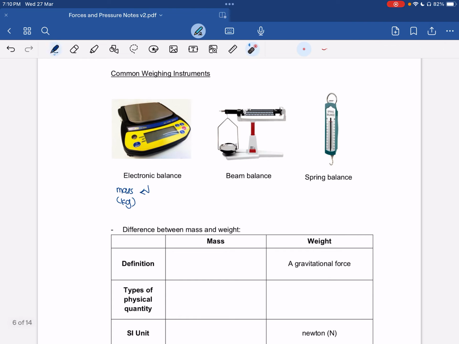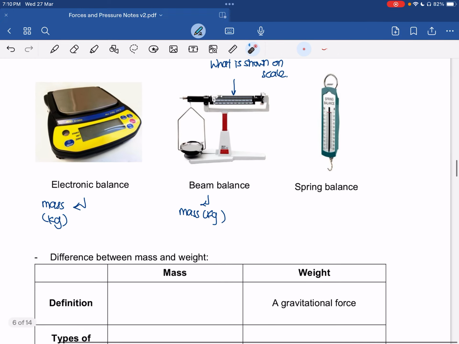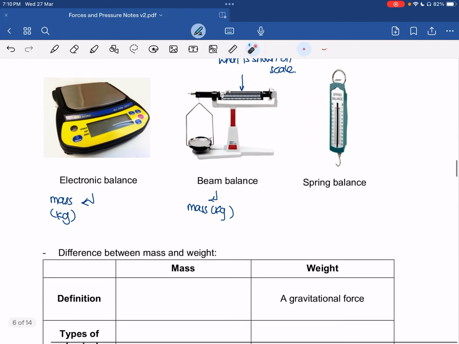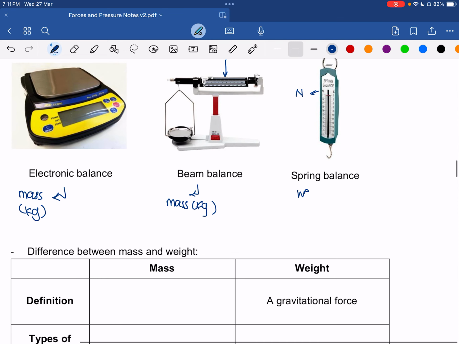For a beam balance, it also depends on what is shown on the scale. If it's kg, then it's also used to measure mass, though in some cases it can be used to measure force or weight. Now if you look at a spring balance, the scale at the side is usually in newtons. This is used to measure the weight.